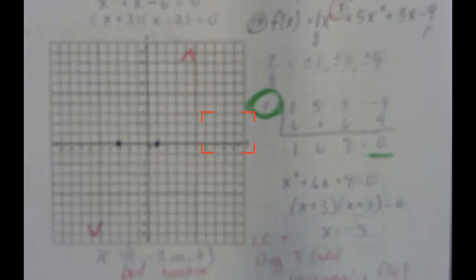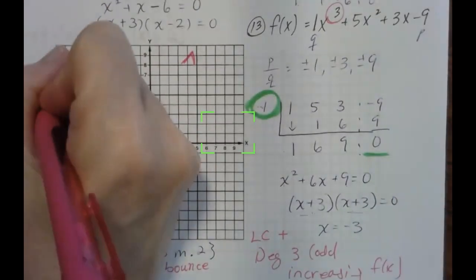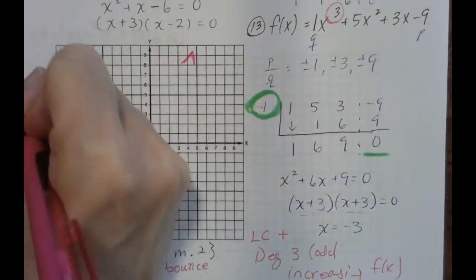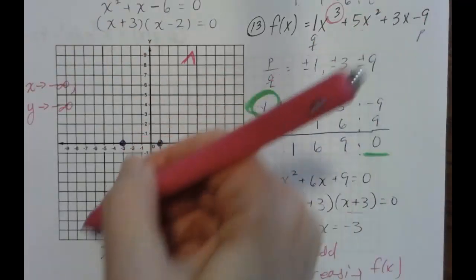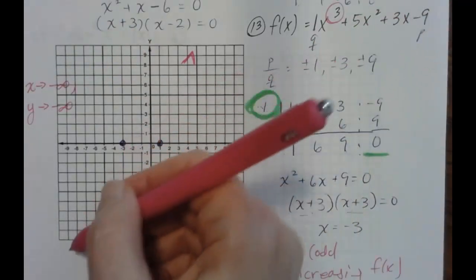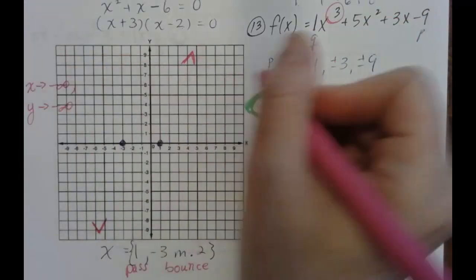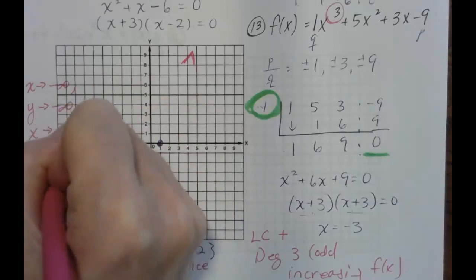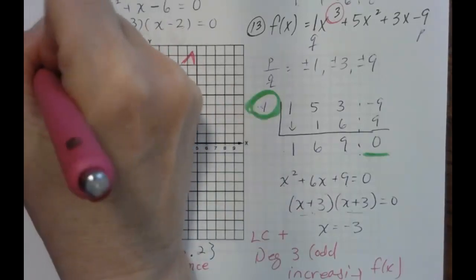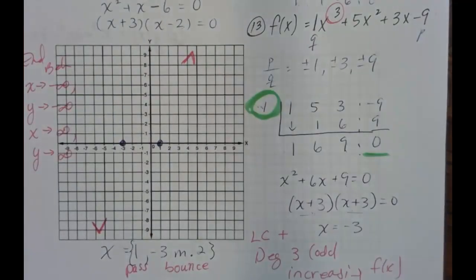There we go. So as x is getting smaller, y is getting smaller. Why? Because we're decreasing in this direction. We're going down to the left. And then on the other side, as x is getting bigger, y is getting bigger. So this is your end behavior right here.